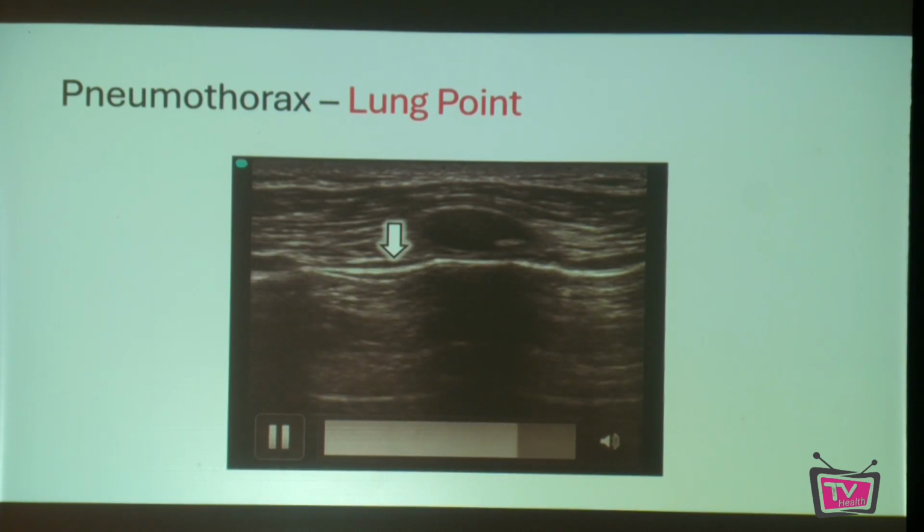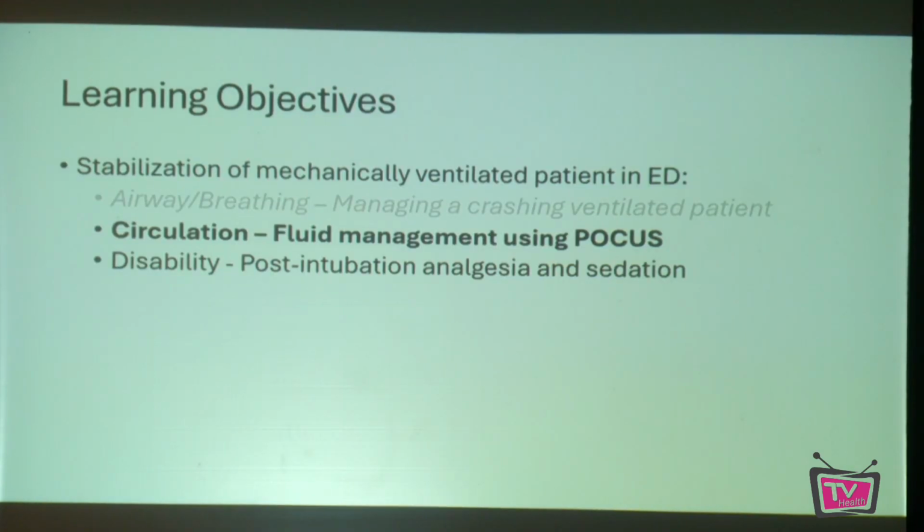So where else will there be no lung sliding? Right mainstem bronchus intubation, absent lung sliding. Massive pleural effusion with a totally collapsed lung also causes poor lung sliding. So lung sliding is not the only sign. This is the most specific sign.